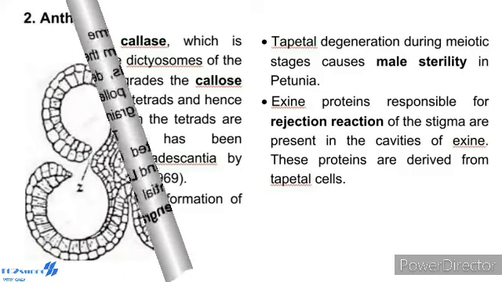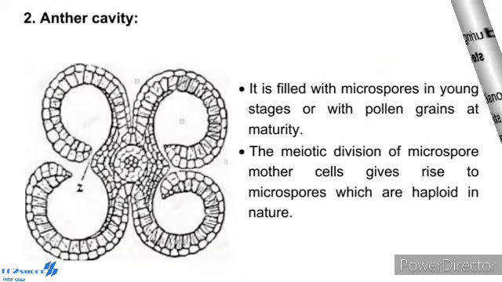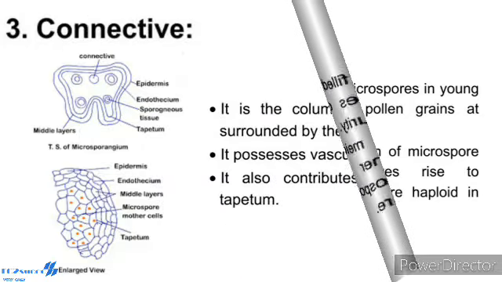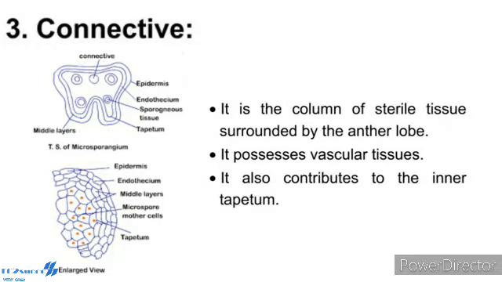Number 1, anther wall, over. Number 2, anther cavity. It is filled with microspores in young stages or pollen grains at maturity. The meiotic division of the microspore mother cell gives rise to microspores, which are haploid in nature. Third one, connective. It is a column of sterile tissue surrounded by the anther lobes. It possesses vascular tissues. It also contributes to the inner tapetum.